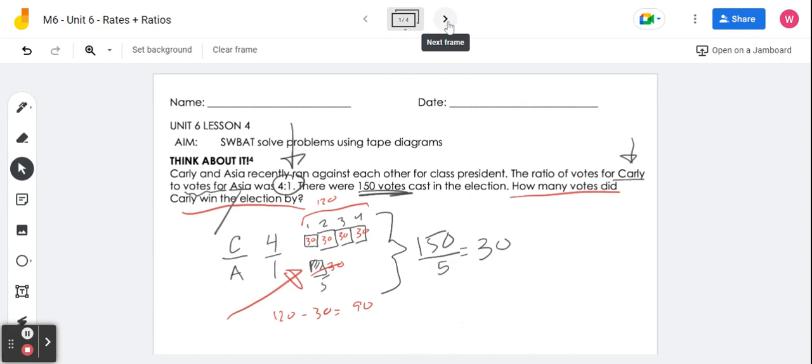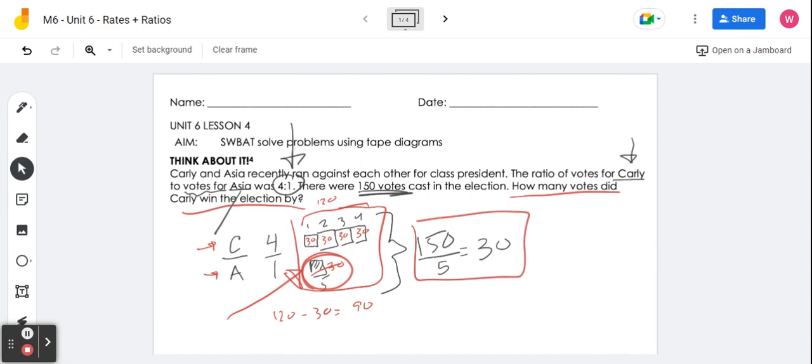So in your notebook, what you should have is the following: Carly, Asia, our tape diagram that's here, and then how we figured out that this was equal to 30 by 150 divided by 5, because there's a total of 5 pieces of tape. I'll let you pause right there for a moment to make sure you got this in your notebook. In 5, 4, 3, 2, 1. All right.